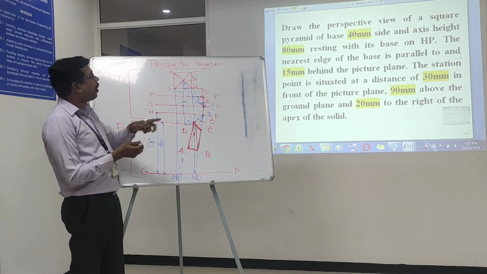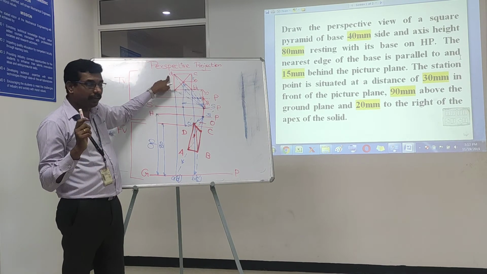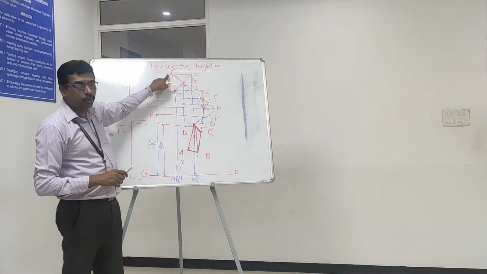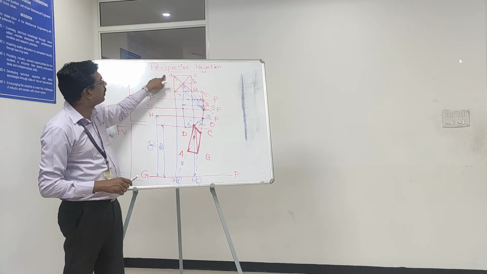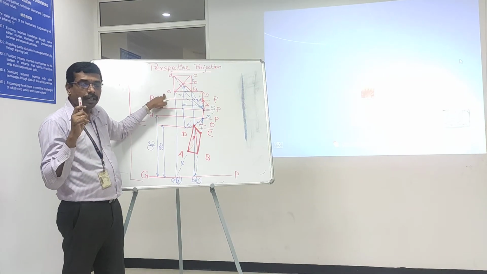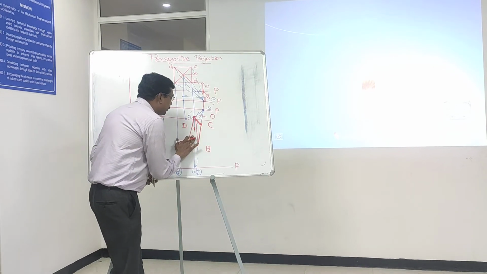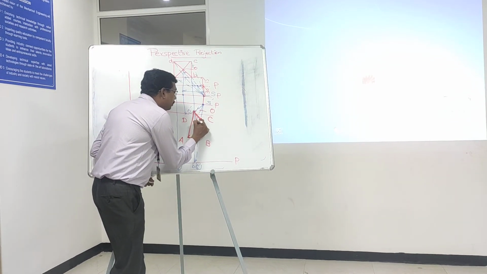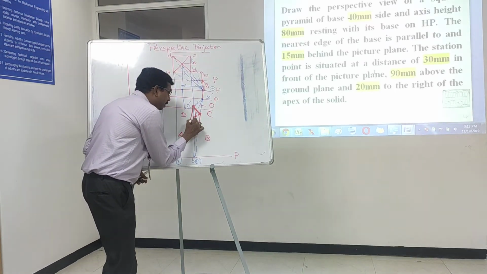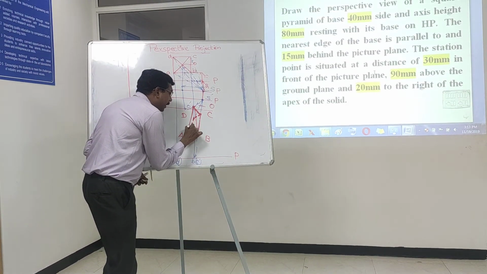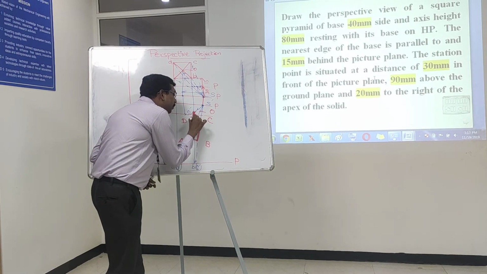And the farthest point from the observer is D, and the edges connected to D are always invisible, right? So what are the edges connected to D? D is connected to O, D is connected to C, and D is connected to A. All must be indicated by means of dotted lines, right? So D must be connected to C by means of a dotted line, and similarly D must be connected with A by a dotted line, and again DO must be connected by means of a dotted line.